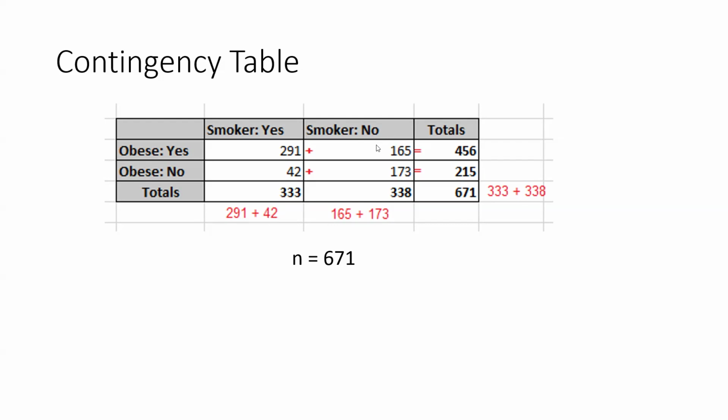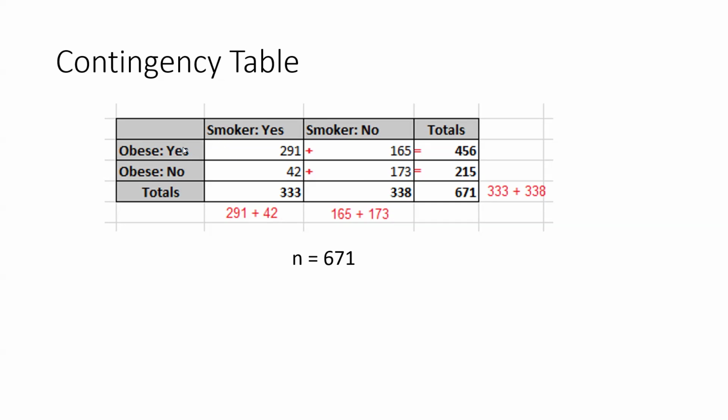And how many non-smokers are included in our total observational series? Well, we have 165 obese non-smokers and 173 non-obese non-smokers. If we sum these values, we get to 338 total non-smokers.